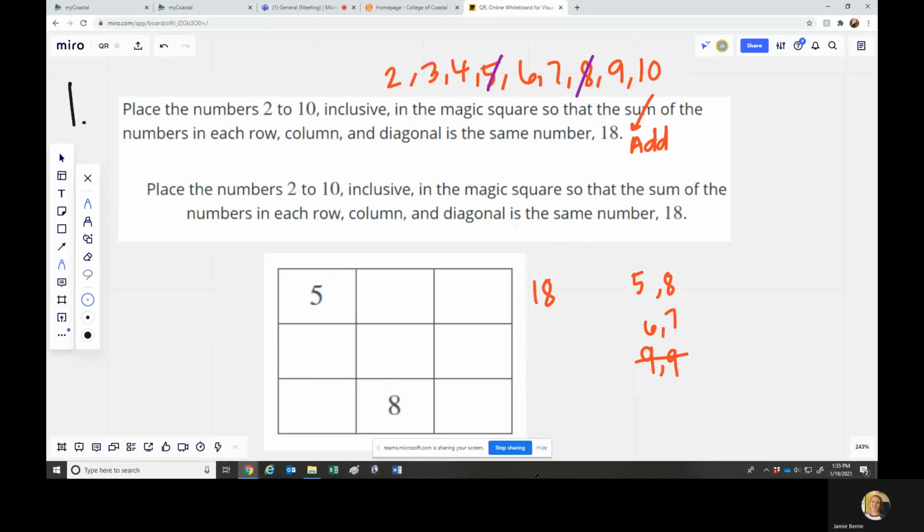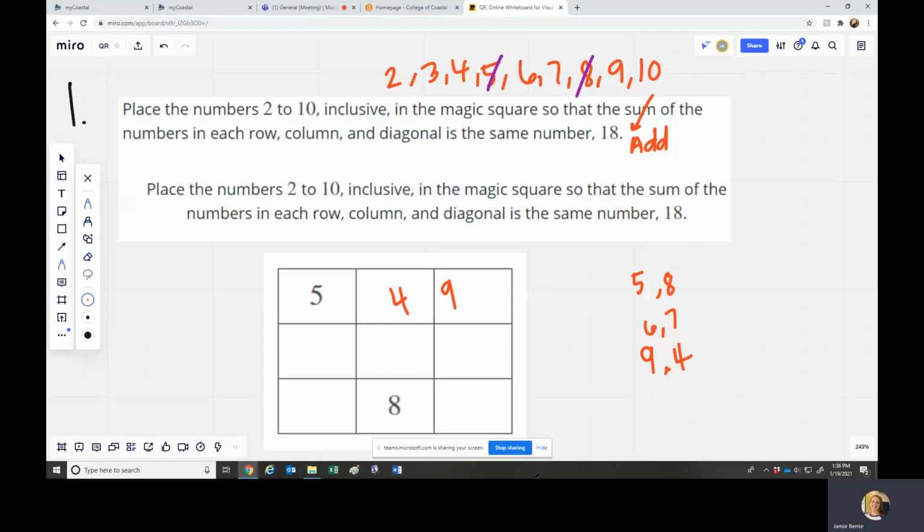I'm sorry, I said that wrong. 9 and, this only has to add to 13, right? So 9 and 4 would give you 13, so let's try that. We'll do 9 and 4. All right, so let's make sure that adds to 18. 5 plus 4 is 9. 9 plus 9 is 18. Okay, so that works. Now let's fill in the rest of this.